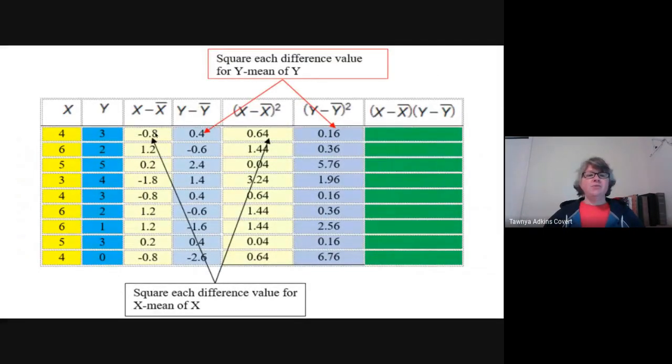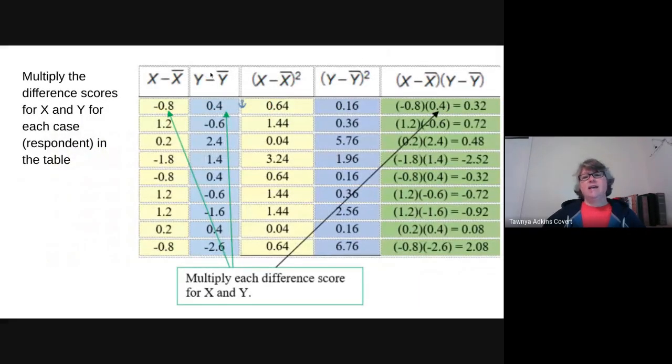Okay. So after we have done our differences here, where we did each score minus the mean, we are going to take each of these values and square them. So negative 0.8 squared is positive 0.64. 1.2 squared is 1.44. 0.4 squared is 0.16. Negative 0.6 squared is 0.36. Okay, so we're going to square each value for X, and we're going to square each value for Y, excuse me.